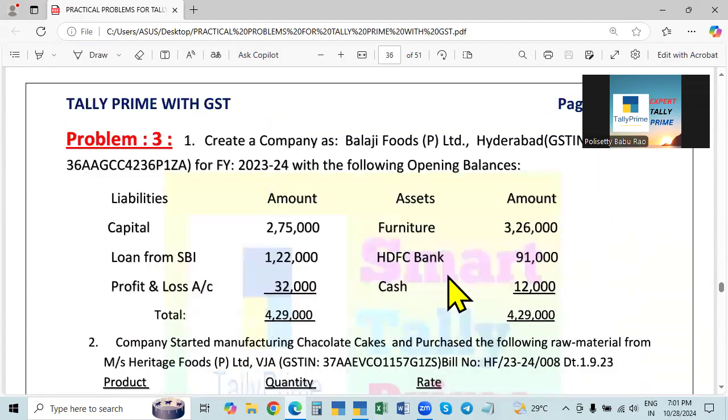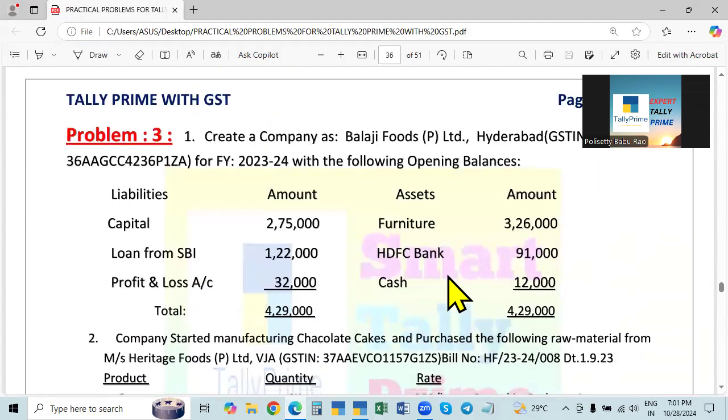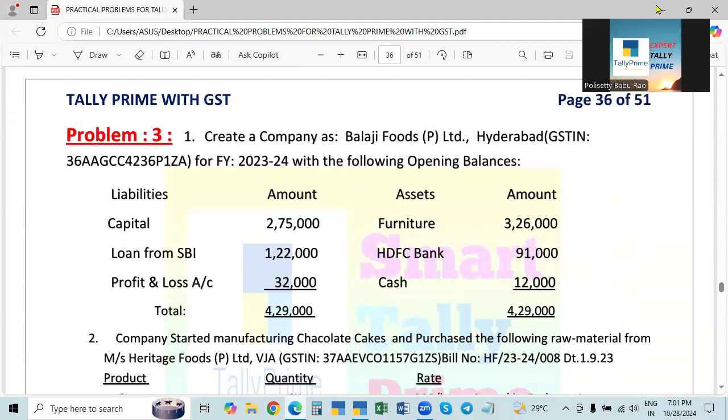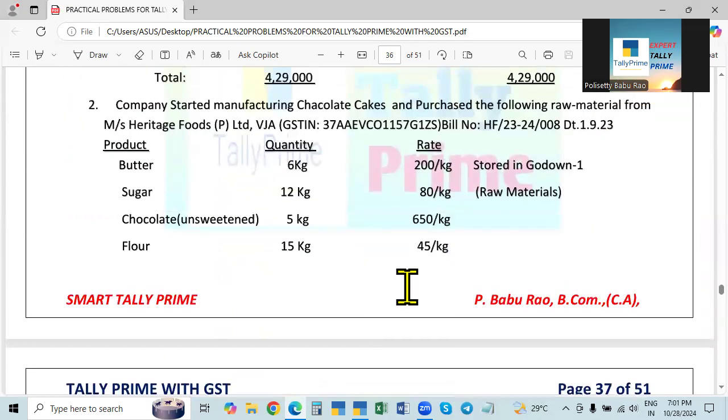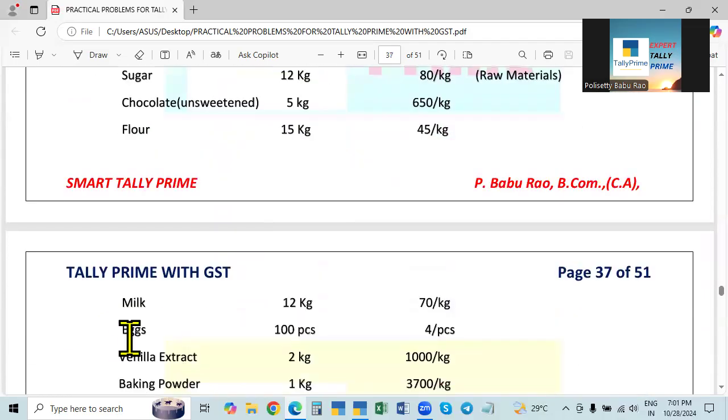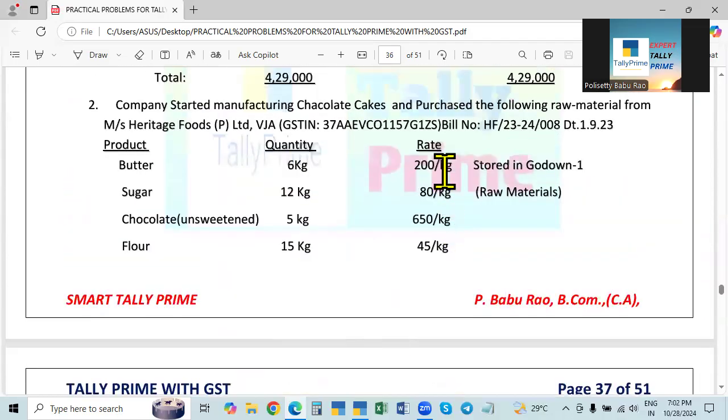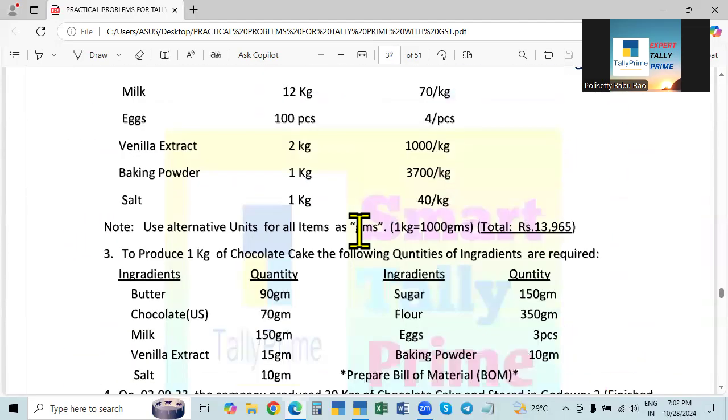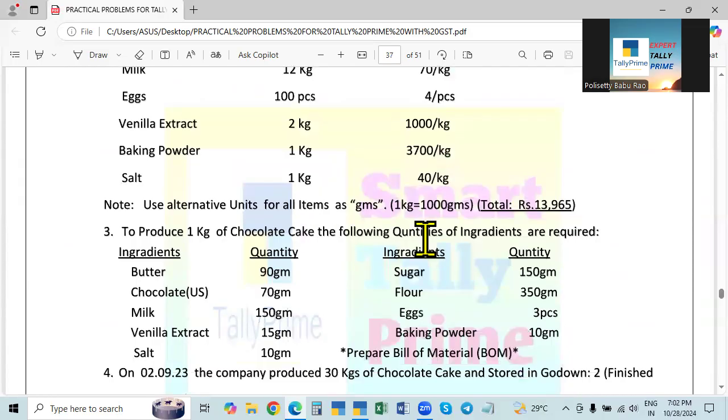The third one has two new items. One is that there are some opening balances, the opening balance sheet at the beginning of the year, and we have to enter these opening balances into our Tally. Another is that the materials we purchase are in one unit, that is in kgs, with only one item purchased in pieces. And then you have to manufacture a finished product.